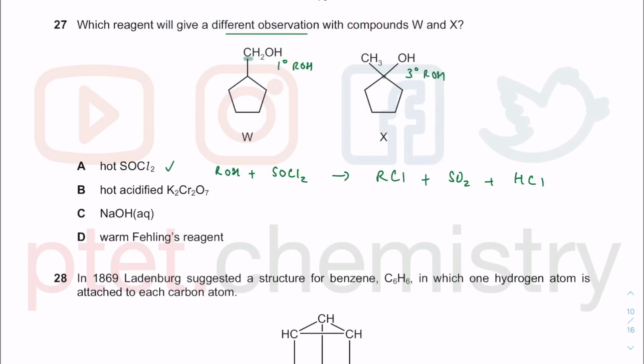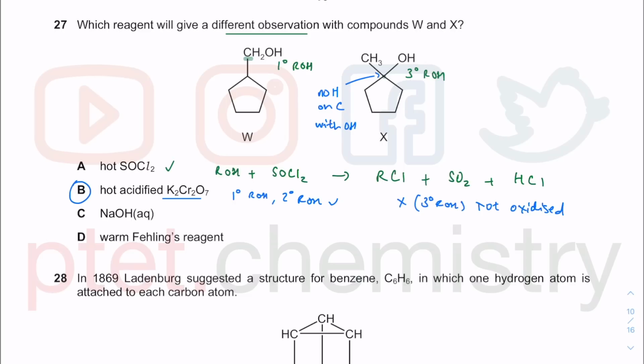For hot acidified dichromate(VI), this one is only for alcohols that can be oxidized, so primary and secondary alcohols, but then X is a tertiary alcohol. Tertiary alcohol is not oxidized, because you do not have a hydrogen on this carbon with the OH, and you can't lose what you never have in the first place. So B is going to be the answer we're looking for, because it will oxidize the primary alcohol, and you will see an orange to green coloration.